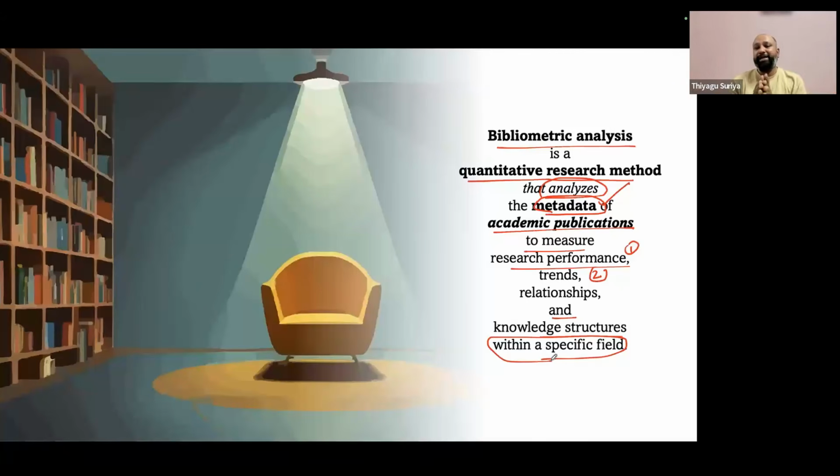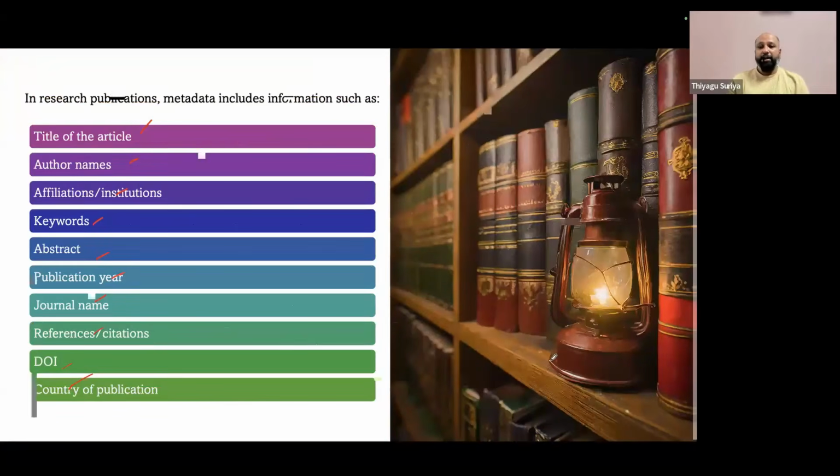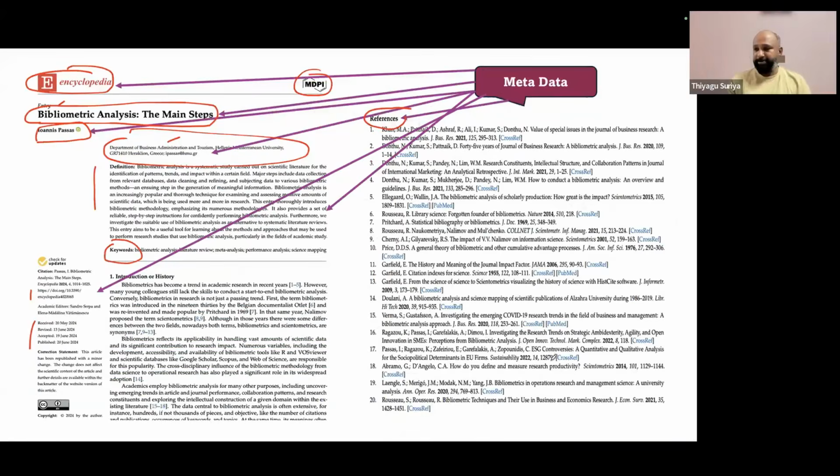Suppose I want to do research on AI in higher education. How are the research trends on AI in higher education going? For that, we can do this kind of bibliometric work. And I hope you are getting the meaning of bibliometric data and bibliometric analysis.